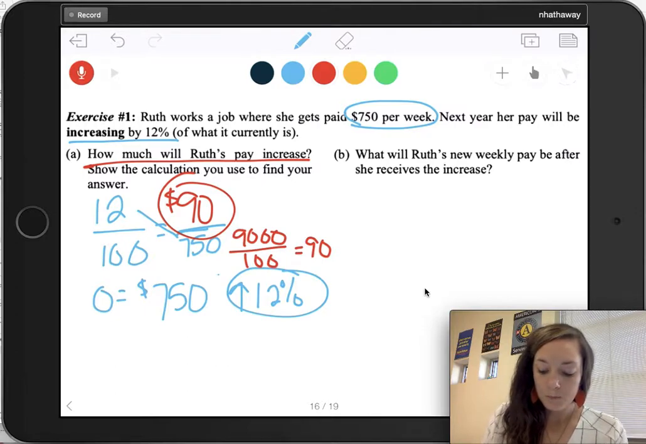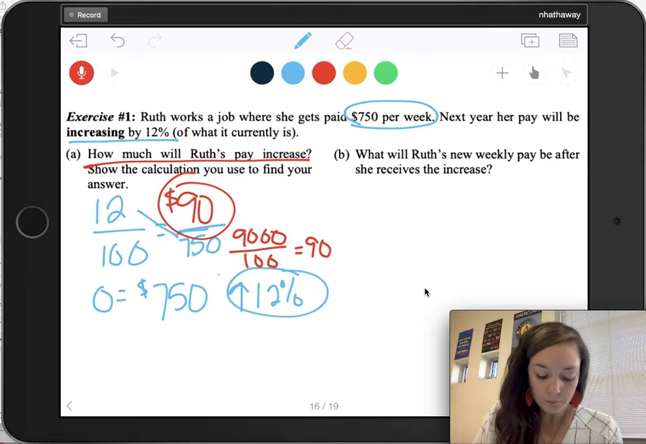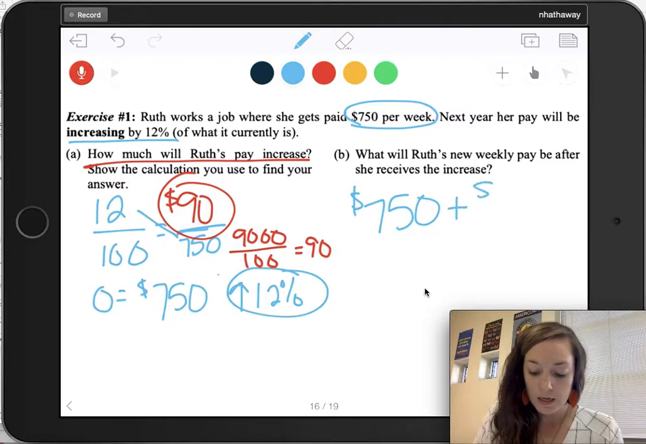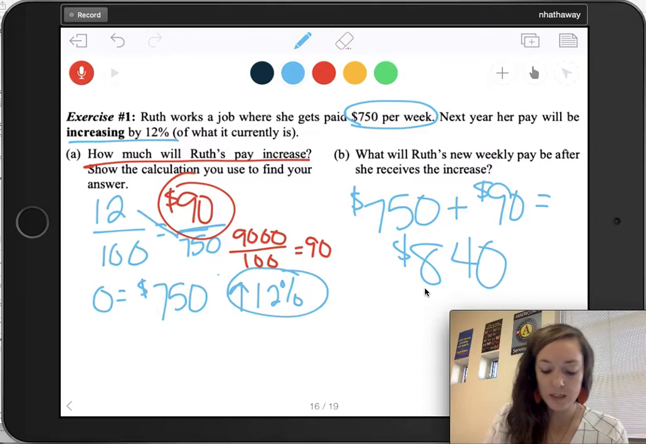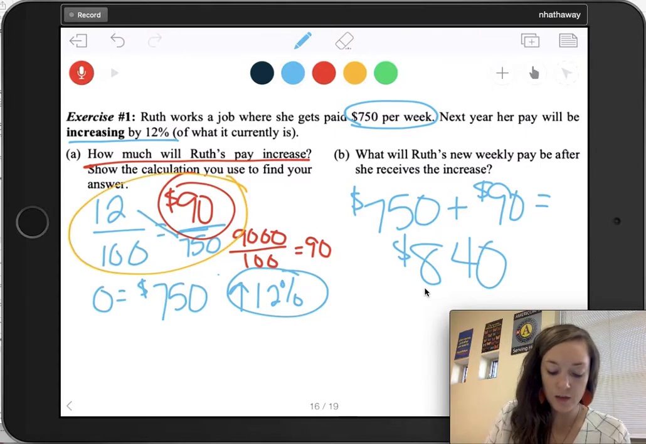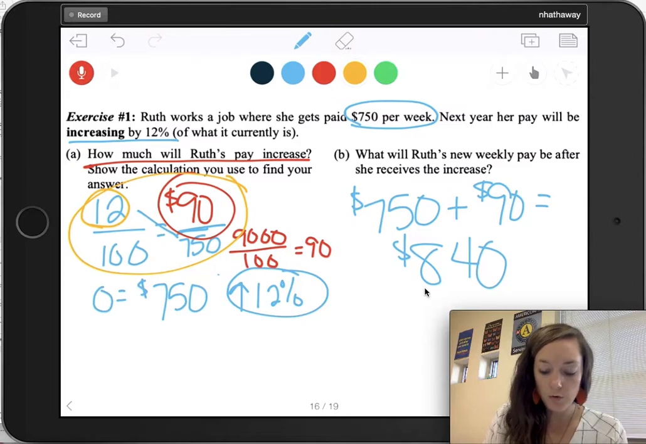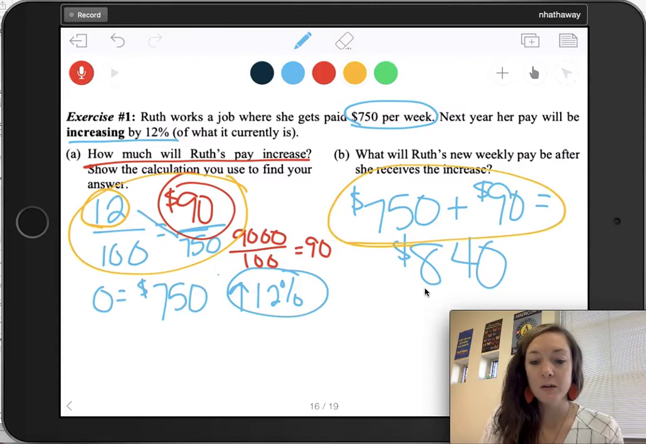For B, what will Ruth's new weekly pay be after she receives the increase? Let's check it out. If she originally makes $750 and it increases $90, she's going to make $840 per week. Hope that makes sense. We did our proportion here to find what 12% was of the total, and then we had to find the actual increase. So her new pay is going to be $840.